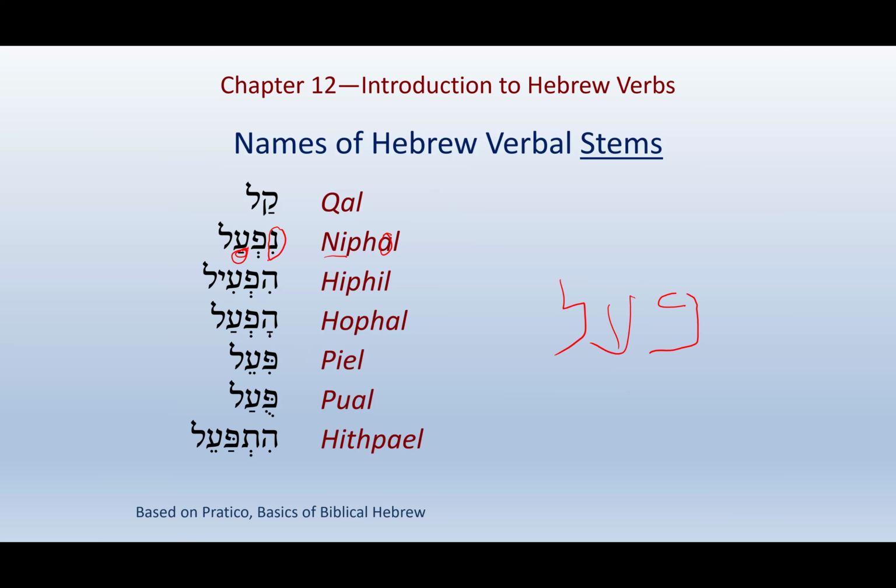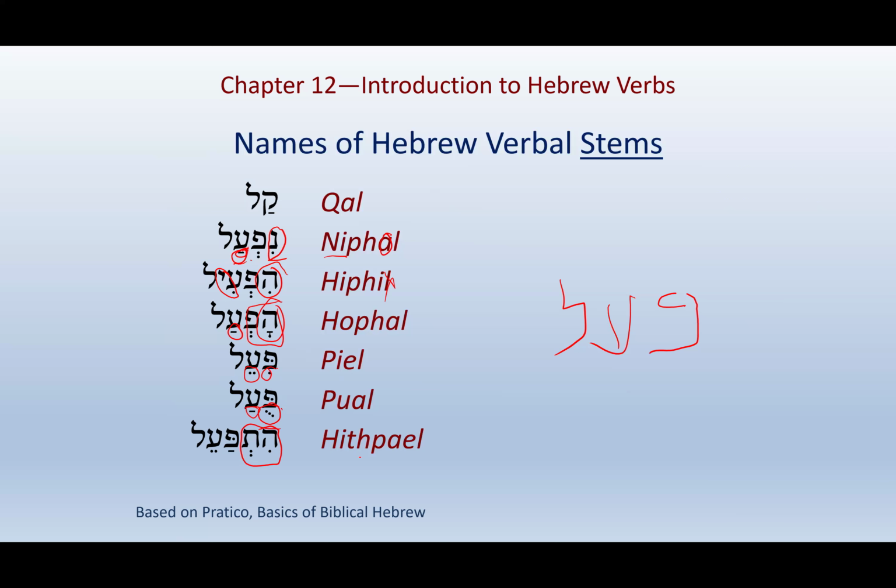Well, for Niphal, you had the nun and the a vowel. For Hiphil, you had the he and the hireq yod, or not necessarily the lamed, but here it goes. Hophal, you get the ho, because it's a closed unaccented syllable, and you get the a vowel in there. Piel, you get the i vowel and the sere vowel. Pual, you get the u vowel, qibbuts, and the patah. Hithpael, you get the hit added to the front.